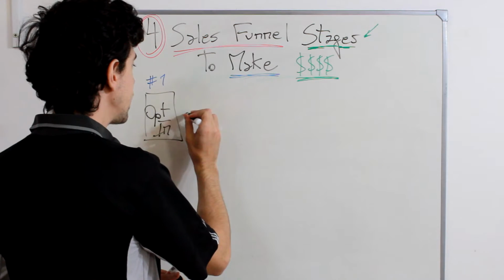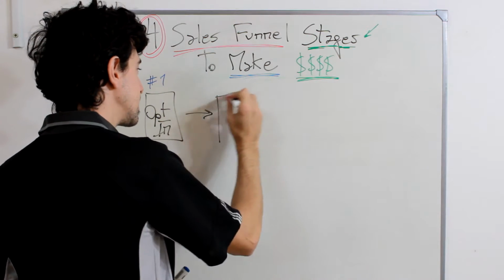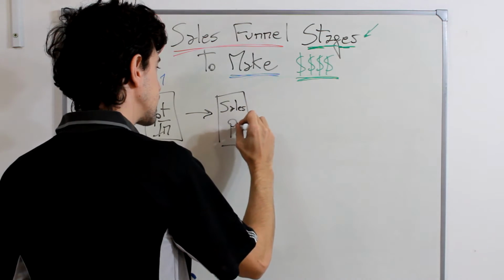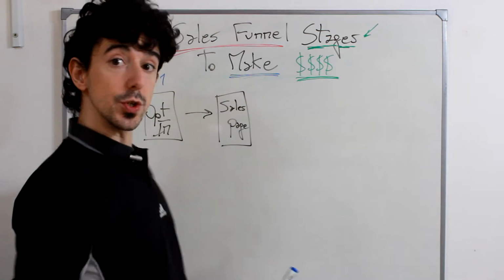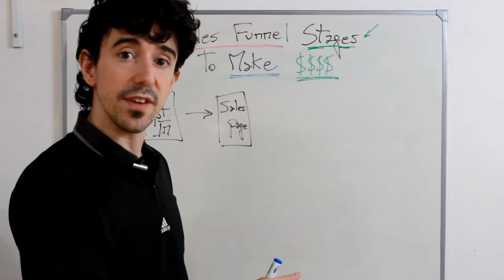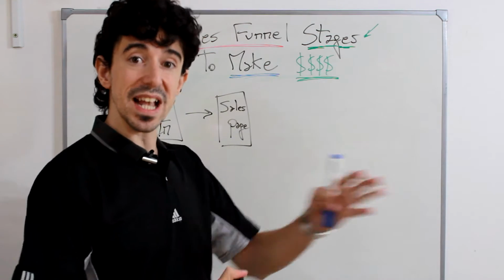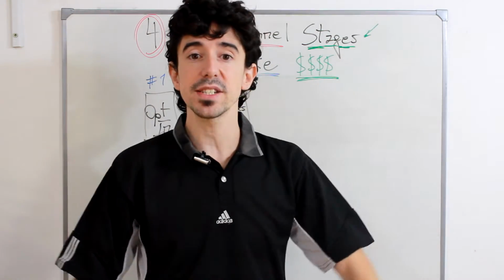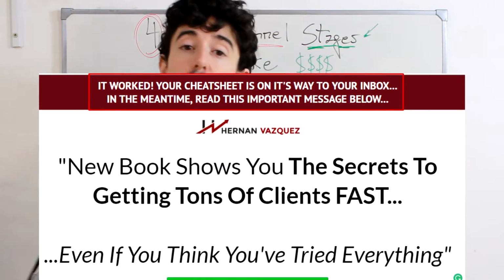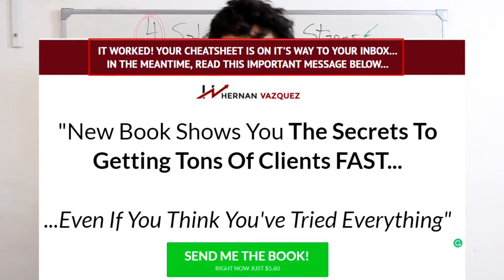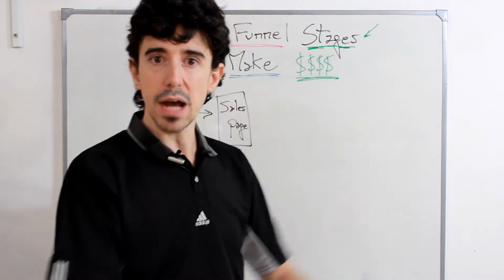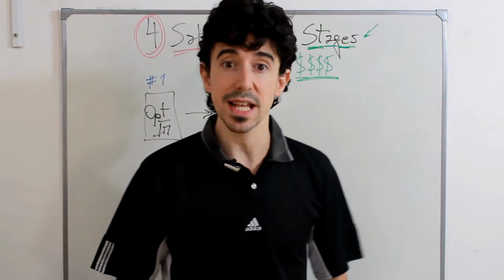The opt-in. Now the next stage is the sales page. What I do in order to justify sending people to a sales page from an opt-in is to say something like, at the top of the page, thank you, your free stuff is on its way. In the meantime, read this message below. And then I have the sales page of the product that I'm selling, okay?